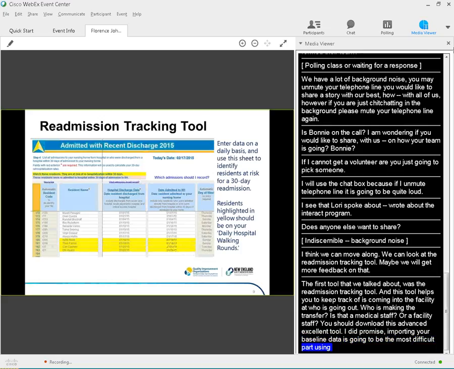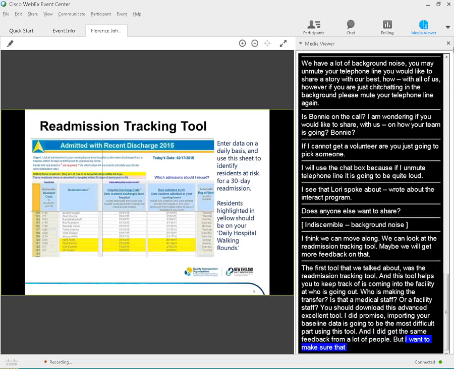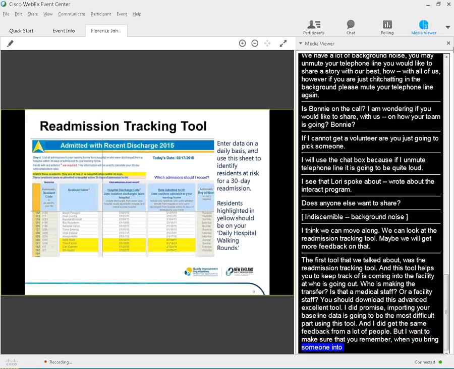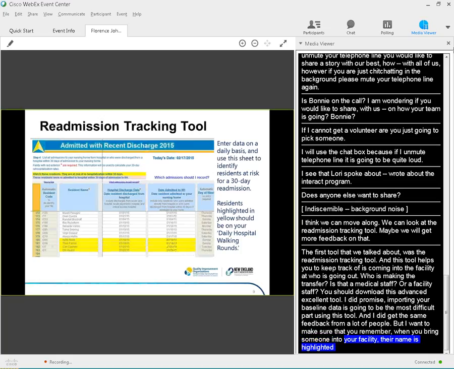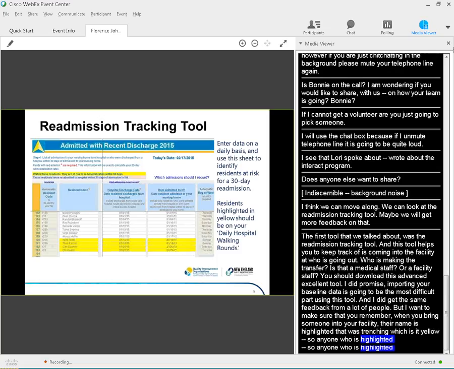Two things that I want to make sure that you remember about this is that when you get someone into your facility, their name is highlighted. They're transferred in from an acute care facility. It's highlighted in yellow, which starts their 30-day clock. So anyone that's highlighted in yellow, your staff should be acutely aware of any changes. They should be monitored more so than someone who's not highlighted in yellow.